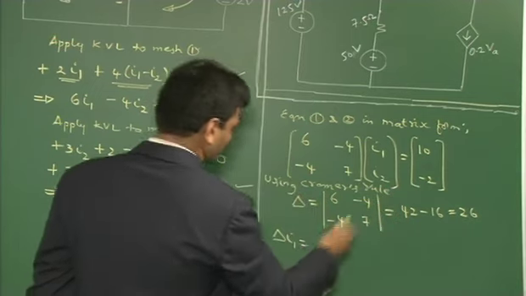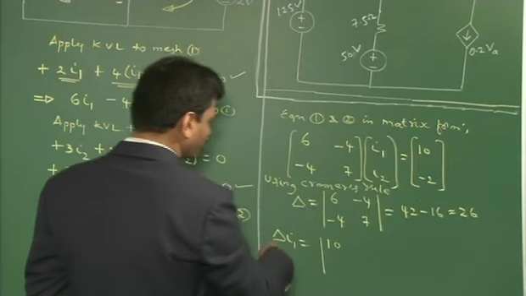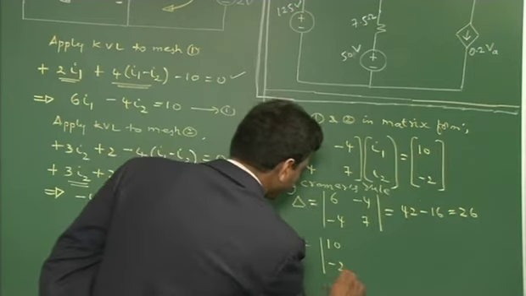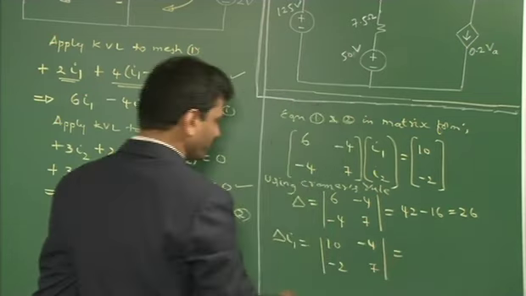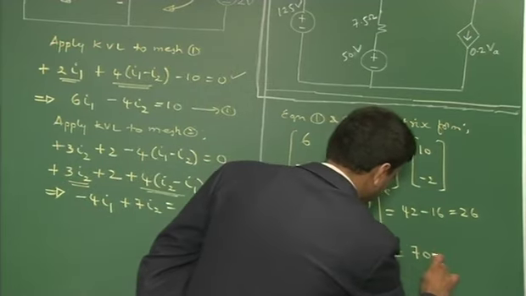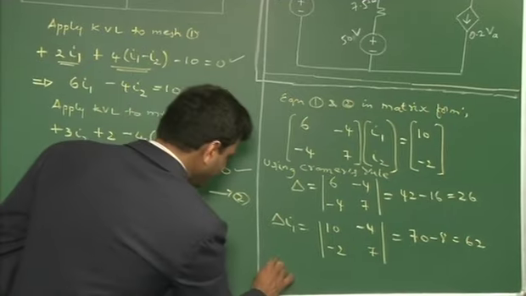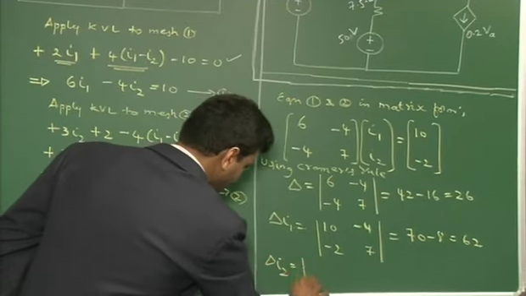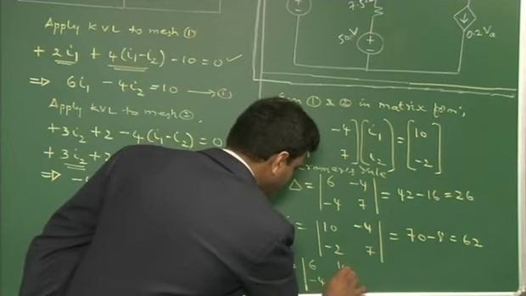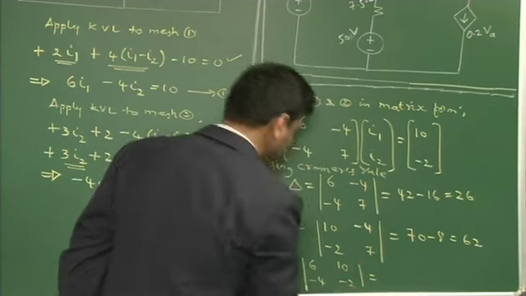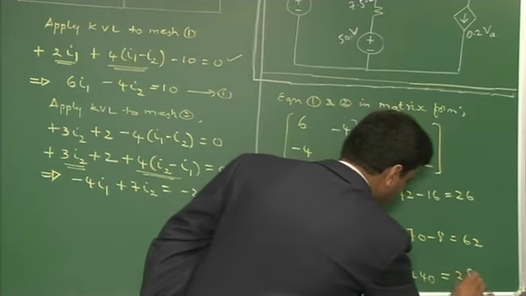now delta I1, so write the right hand side in the first column to get delta I1. So, |10, -4; -2, 7|. What you get is 70 minus 8, 62. Then delta I2, which is now equal to |6, 10; -4, -2|. So, what you will get is minus 12 plus 40, which is 28.